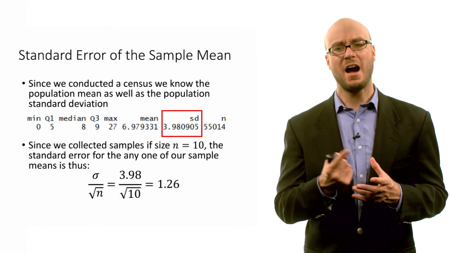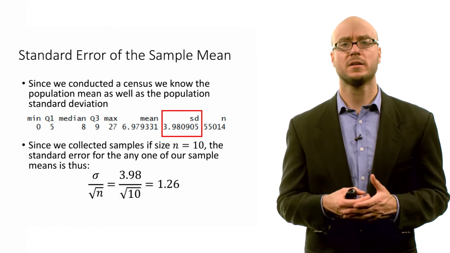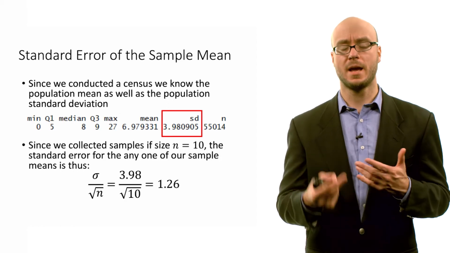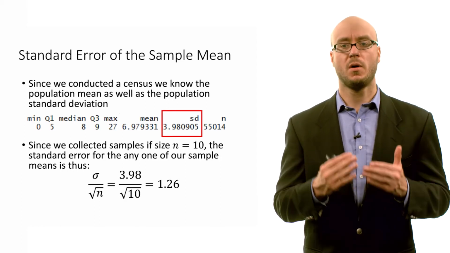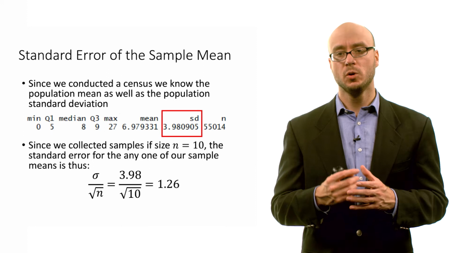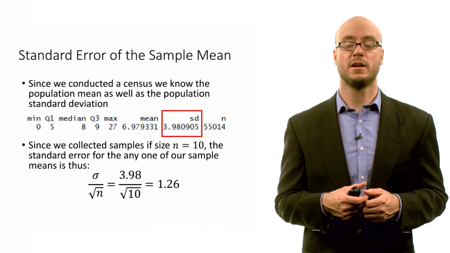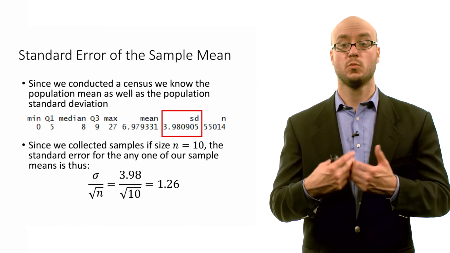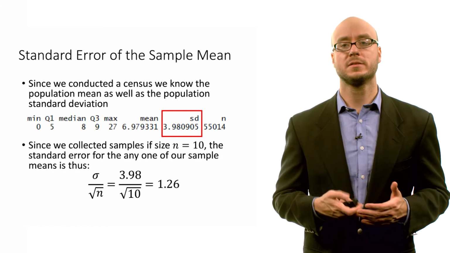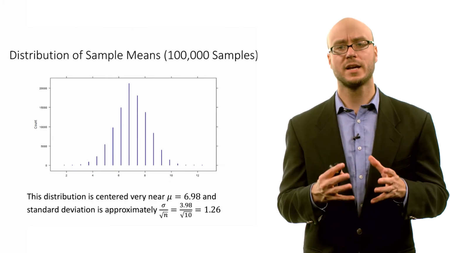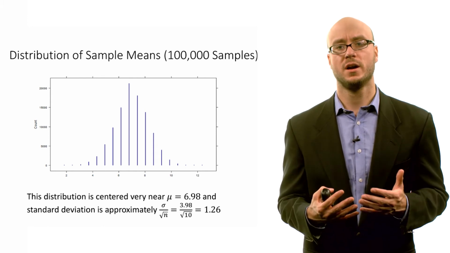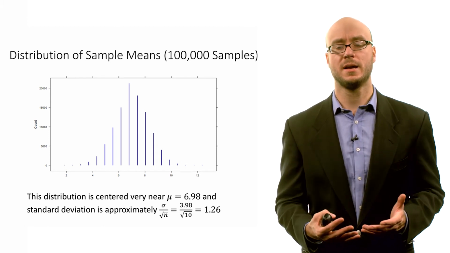It gives us an idea of how far off, in general, we expect our sample means to be from sample to sample. The smaller the standard error of the sample mean, the less sampling variability we expect. The larger the standard error of the sample mean, the more we expect our samples to bounce around. So let's look at the sampling distribution of sample means using 100,000 samples.